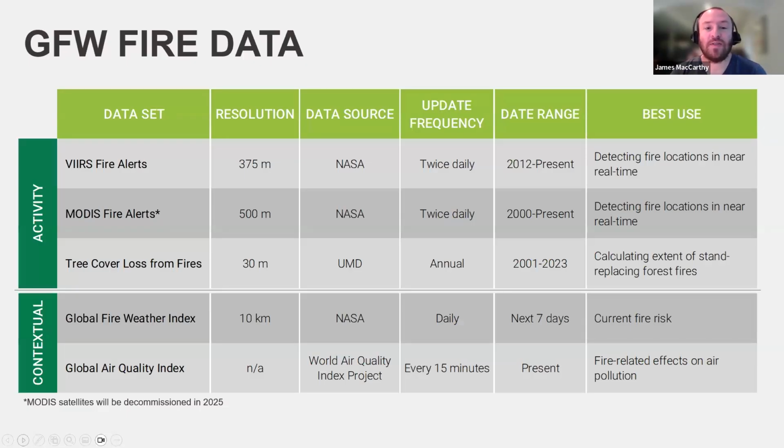Global Forest Watch offers a variety of data sets that can help users measure and monitor fire activity in their area of interest. All the fire data sets on Global Forest Watch offer global coverage and can be separated into two groups. The first one, fire activity data, includes data on active fires as well as annual data on forest fire extent. The second group, which is the contextual data, includes data on fire weather and air quality. We'll cover each data set in more detail in the next few slides. Next slide.